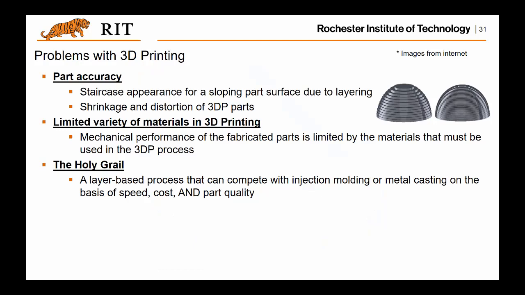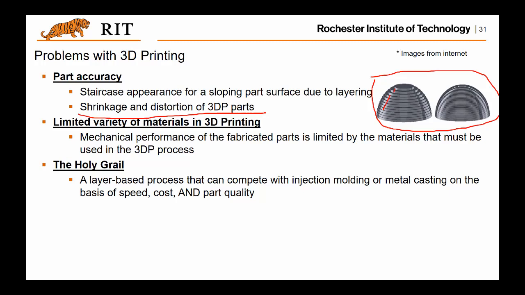So for additive manufacturing or 3D printing, there are issues. The biggest one, I would say, is the part accuracy. As you can see here, these two parts are produced using additive. You will see the so-called step case appearance. Because of its layer by layer manufacturing manner, such inaccuracy is produced. Also, there will be some shrinkage and distortion due to the process of additive manufacturing. Also, the materials that can be used in additive manufacturing are quite limited compared to the whole family of engineering materials.